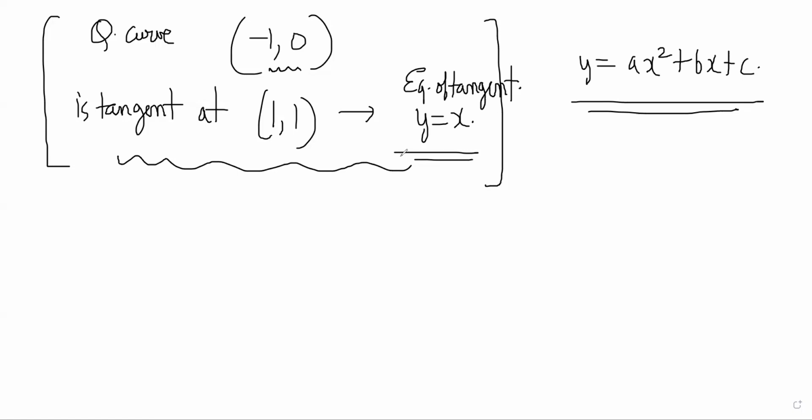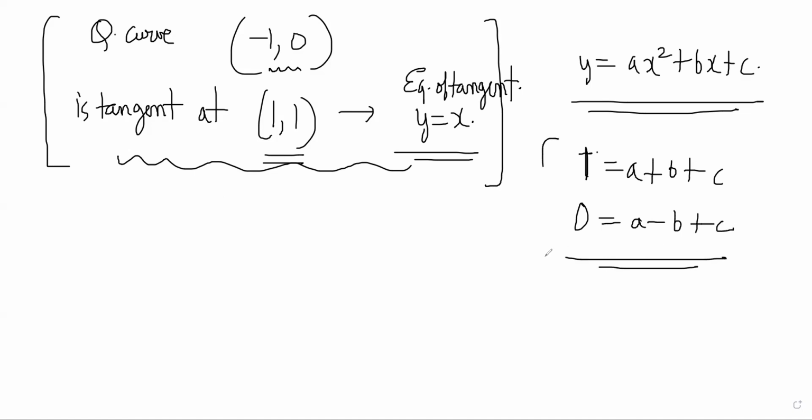Do you understand what I'm saying? You know 2 points on the curve. Already you know two equations. Minus 1 is equal to a plus b plus c and 0 is equal to a minus b plus c. Two equations are already known. Only one more extra equation you need, which comes by finding the tangent equation at 1 comma 1 and saying that it must be the same as this.